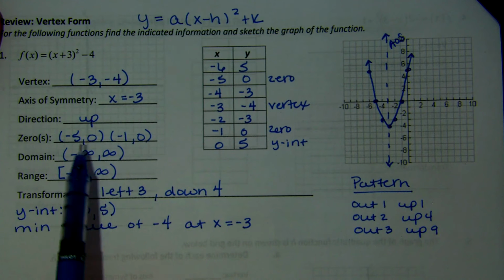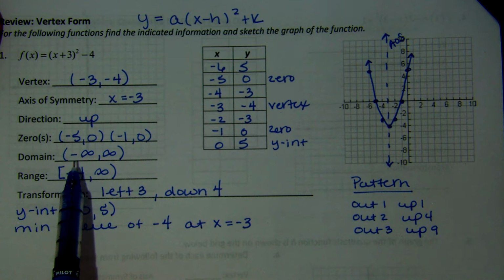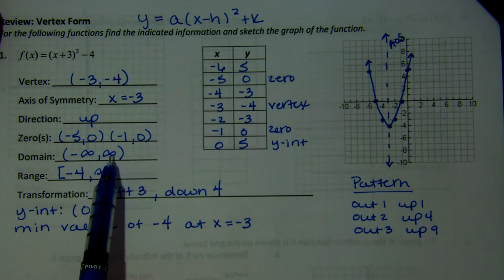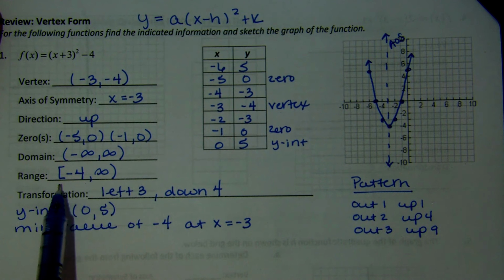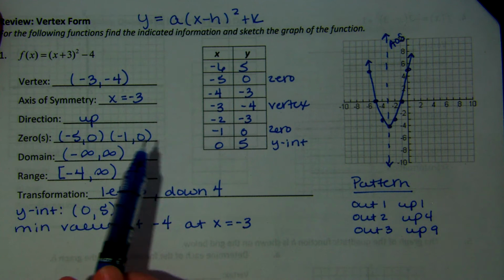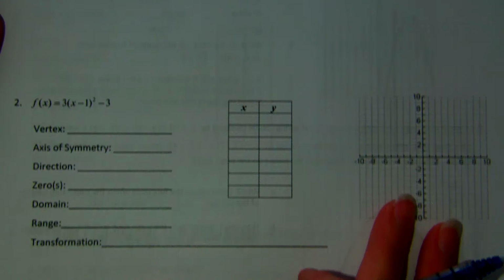For example, if you have 0, -5 right here, that's not an x-intercept. So you need to fix it. If your domain has the -infinity over here, that is wrong. It will be totally wrong on the test tomorrow. You need to fix it. If you don't have a bracket on your range, that is wrong. You need to fix it. So just take a moment and make sure that all of your information looks exactly like my information. All right, moving on to question 2.